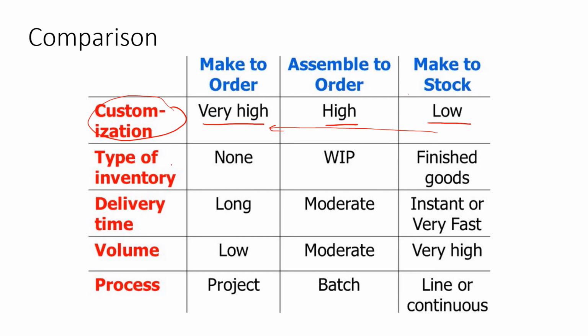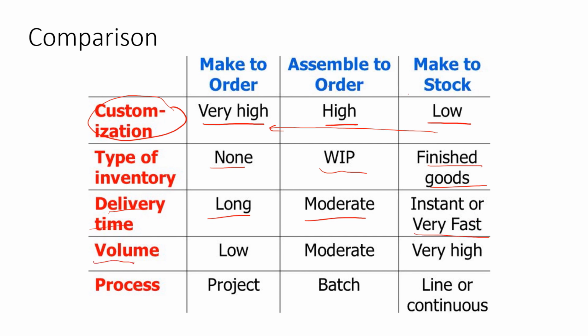And the type of inventory in make to order, of course, will be none. Similarly, in engineering to order it is as well none. Whereas in assemble to order, there will be WIP of the standard components. Here we have the finished goods inventory, which we have to maintain. From a delivery time perspective, the delivery time will be long in make to order, and very long in engineering to order. Here we have a moderate one, and here the delivery time is very fast, right?